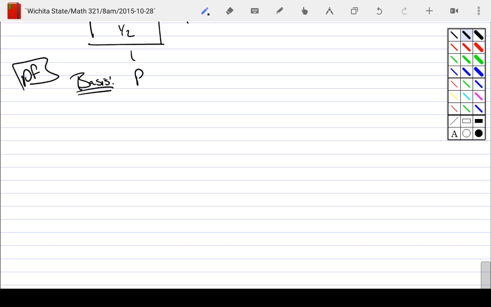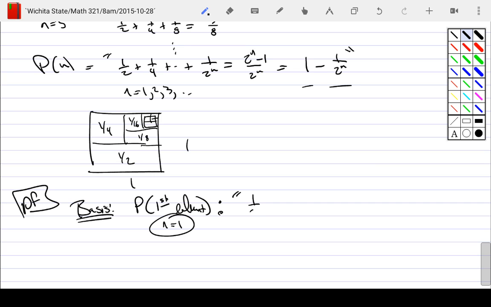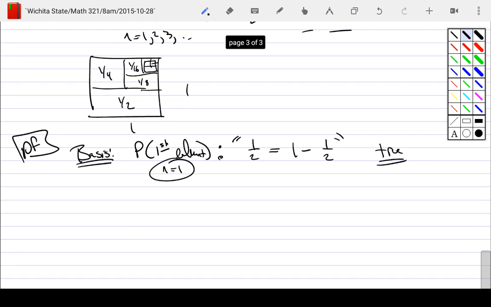What's the basis? What's P of the first element? Well, what's the smallest element? N equals 1, right? So what about n equals 1? What's the left-hand side? 1 over 2 equals 1 minus 1 over 2. Is that true? That's true. Which is what? You cut the square in half, half below, half above. If you have half below, what's left over? 1 minus a half? Still a half?